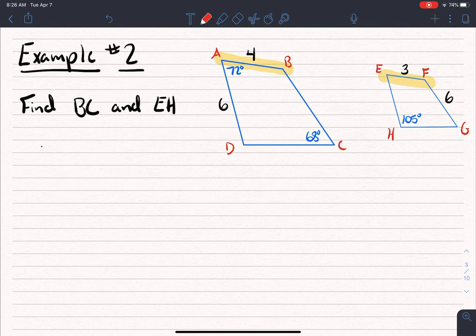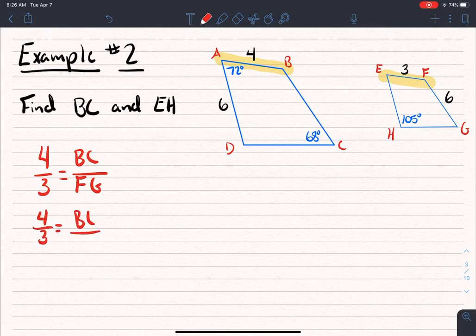I could say 4 is to 3 in the same way that BC is to FG. Okay, AB is to EF the same way that BC is to FG. 4 is to 3 the same way that BC is to FG. And so then I can fill in. I go, wait, I don't know BC, but I do know FG. So I can say 4 is to 3 the same way that BC is to 6.